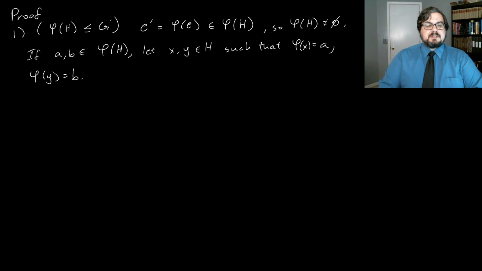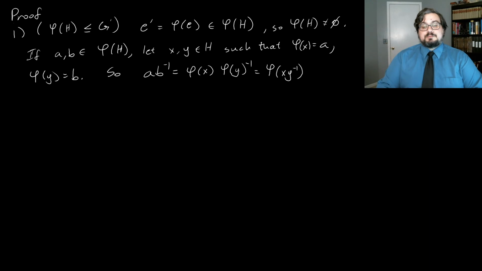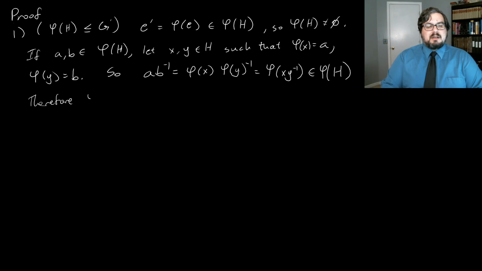So given this, we can use the one-step subgroup test to say that, so this means that A times B inverse is equal to phi of X times phi of Y inverse, but we know that phi of X times phi of Y inverse is phi of XY inverse, and that's because phi is a homomorphism, but we also know that H is a subgroup of G, and because X and Y belong to H, X times Y inverse has to belong to H, and therefore phi of XY inverse is phi of something in H. So therefore, phi of H is a subgroup of G prime by the one-step subgroup test.